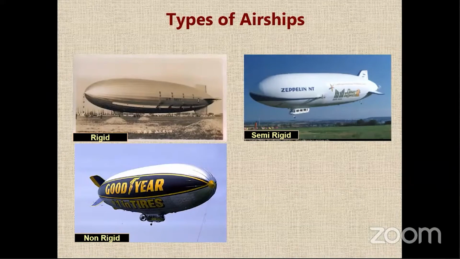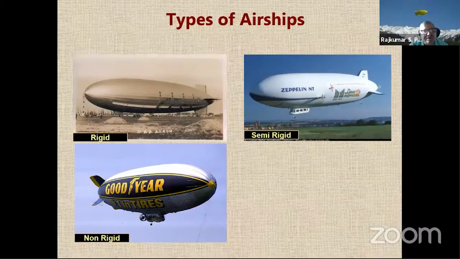Rigid are fixed to ground. Semi-rigid are tied with the rope to the ground. And no, I'm sorry. Rigid is not fixed to ground. What will it do if it is fixed to ground? Then it is useless. It has to fly.